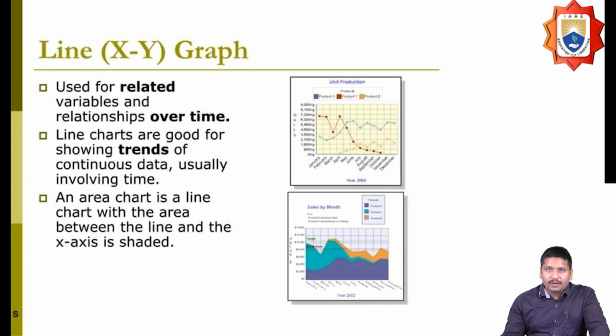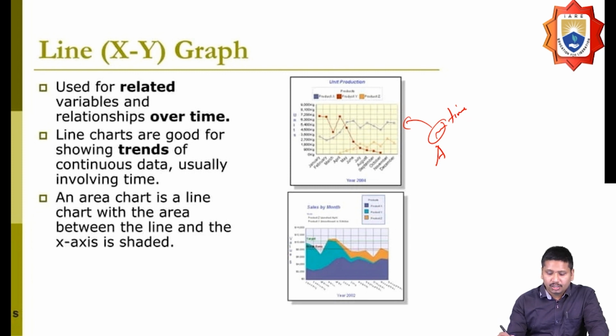And the next one is the line graph. This is another kind of graph, which you can show in different forms. Normally it is used for related data variables where the relationship changes with respect to time. Line charts are good for showing the trends of continuous data, normally involving time. Suppose a particular parameter changes with respect to time, then I have to go for the line graph.